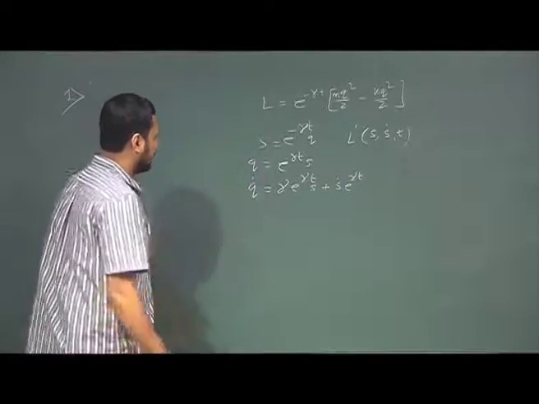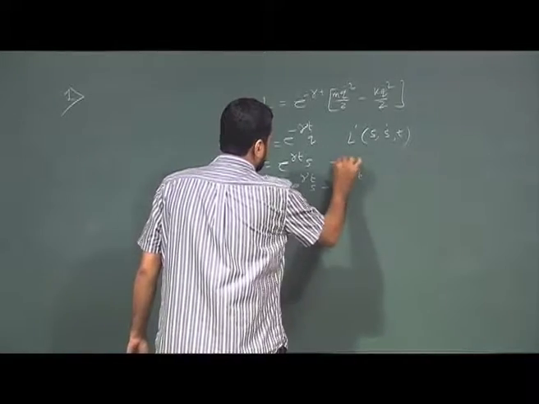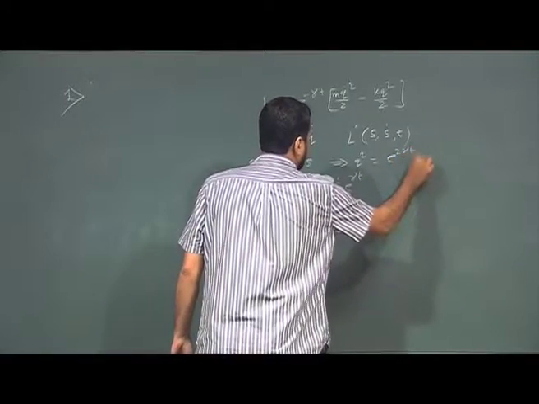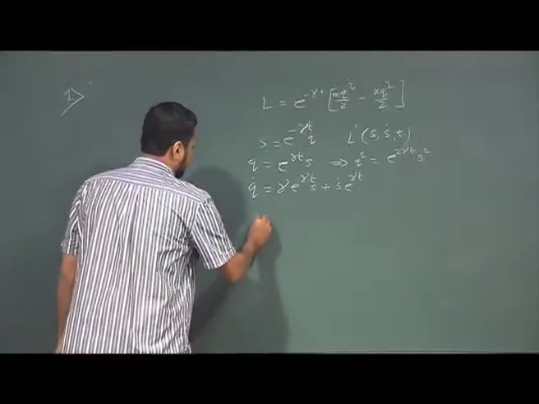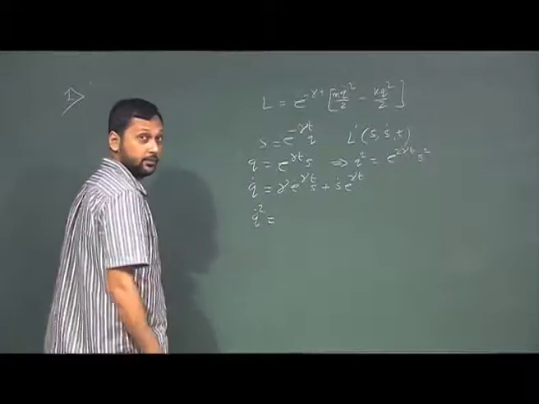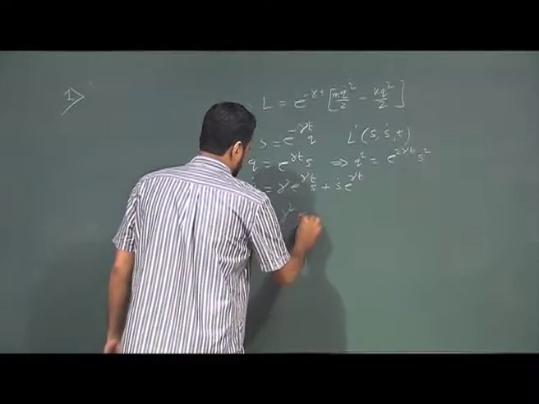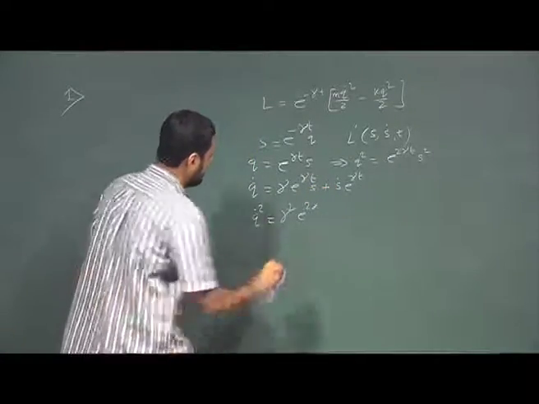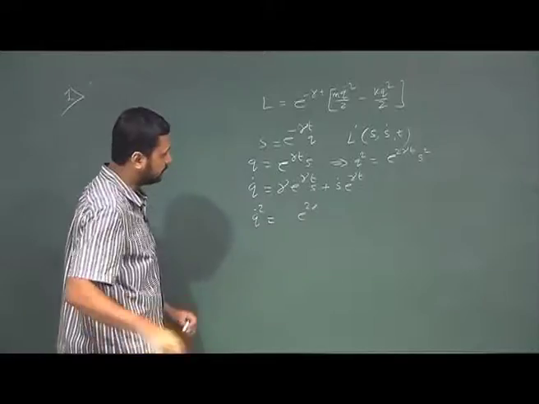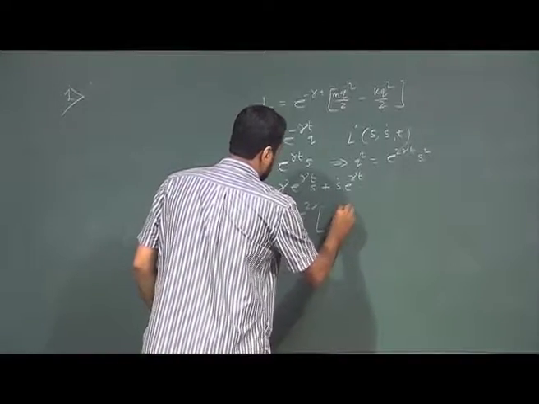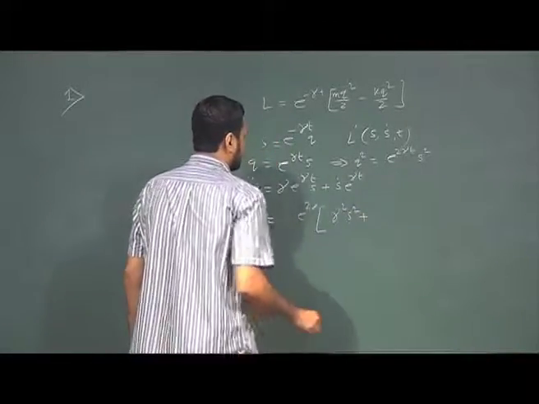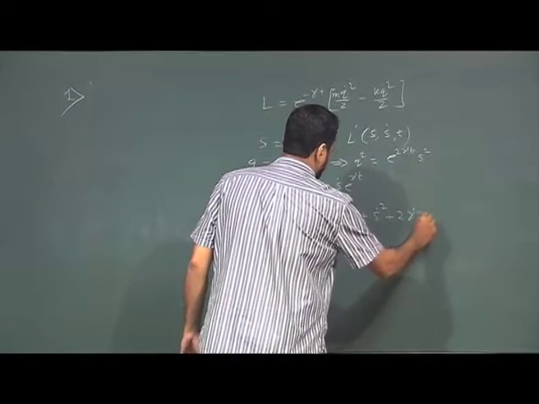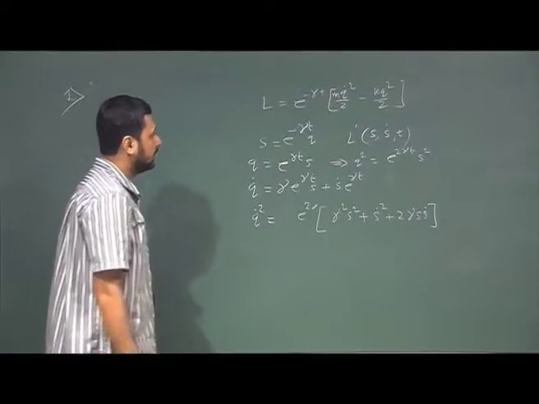Now, we have to square both of them. The first term tells you that q square is simply e to the power 2 gamma t S square, and q dot square will have 3 terms. e to the power 2 gamma t will be common to all 3 terms, so it will be gamma square S square plus S dot square plus 2 gamma S S dot.